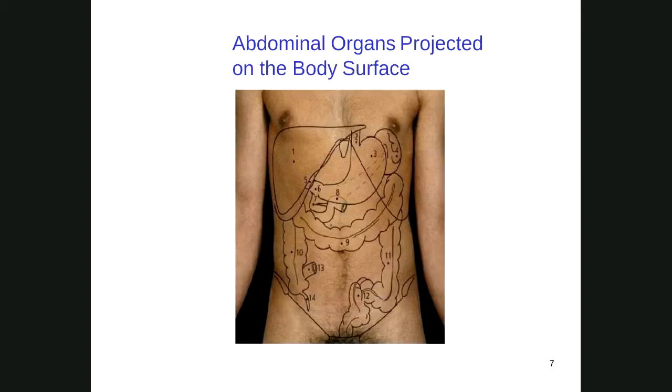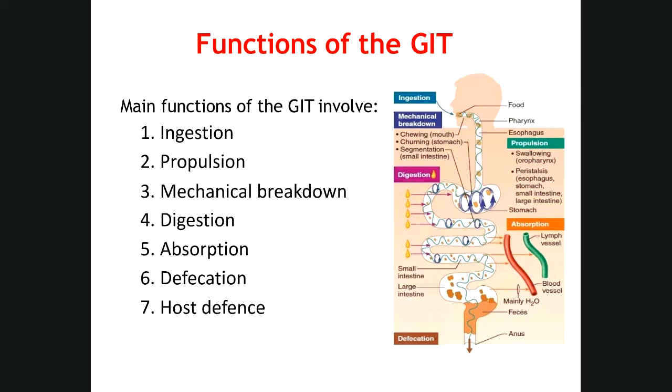So here there is another figure showing you the distribution of the different organs of the gastrointestinal system. Now we will reach the functions of the gastrointestinal tract. What are the main functions here? So the first, if you try to make it logical, function of the gastrointestinal tract is ingestion.